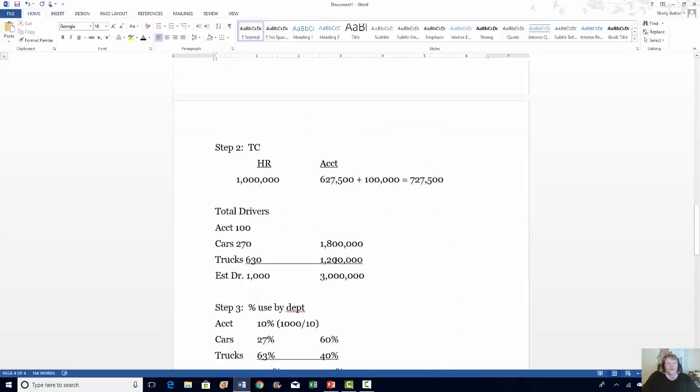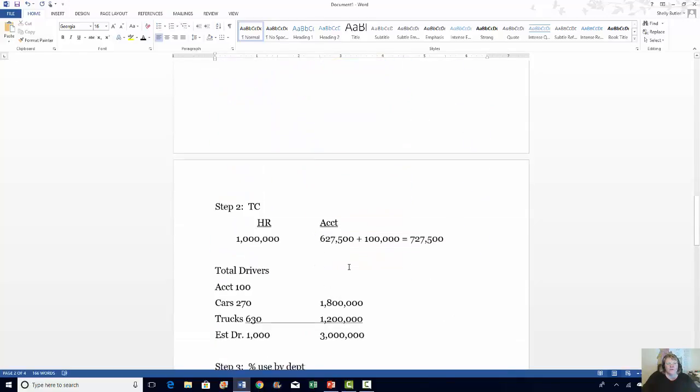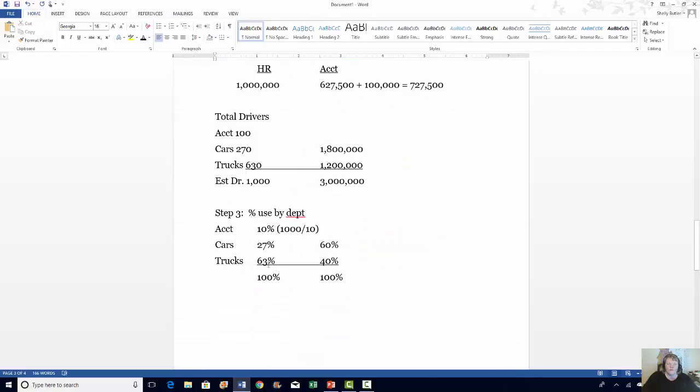And we can go back through here. I think this is a little confusing and always confuses my students, that you have the total drivers and you have the estimated total drivers, and you want to find a percentage used. So the accounting used 10%, cars used 27%, trucks used 63%. And over here, you're not calculating any math with this, except you're finding the percentage.